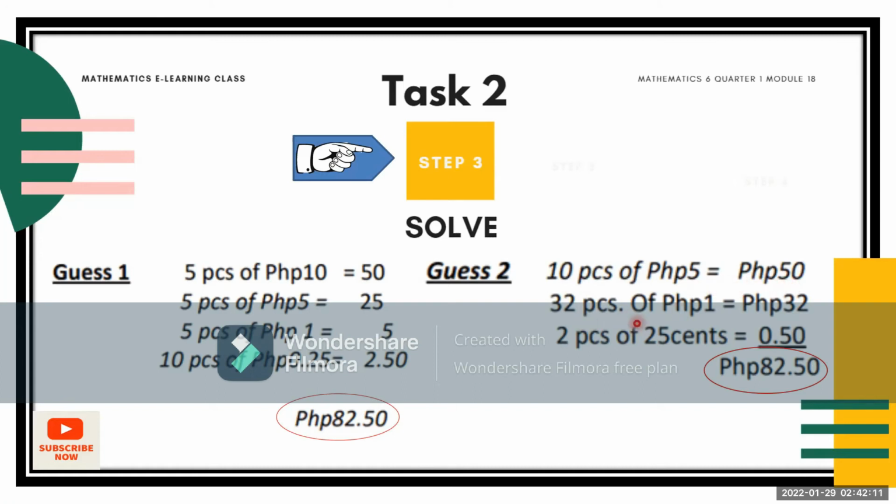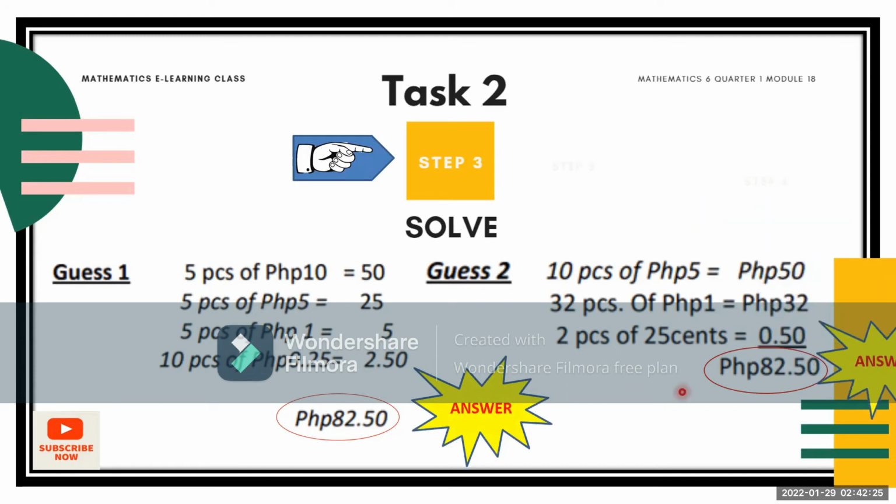So for our guess number 2, we have here 10 pieces of 5 pesos, which is equal to 50 pesos. 32 pieces of 1 peso, which is equal to 32 pesos. 2 pieces of 25 centavos, which is equal to 0.50. So our final answer coincides with our guess number 1 and guess number 2, which is 82.50 pesos.